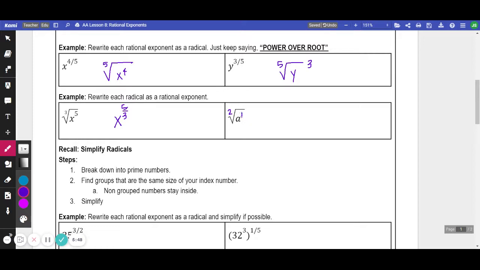So if you don't have an exponent, remember it's a 1. If there is no index, it's automatically a 2. So when I convert this, it's a to the fraction exponent power over root. So the power is 1, the root is 2. So when we're evaluating, this is tougher for us to do by hand or mentally. It's a lot easier for us to think about square roots because we know kind of what those mean. We're a little more familiar with that.